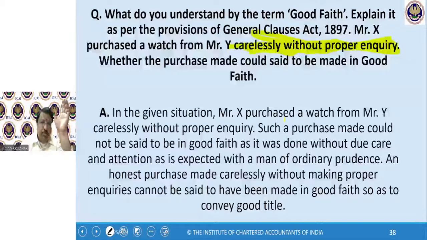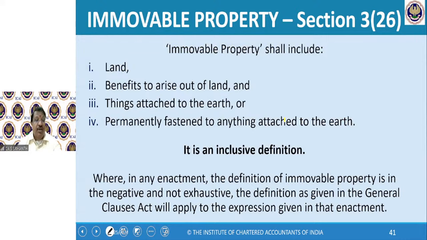Okay. The word immovable property is also defined here. A very important definition. Immovable property shall include land, benefits arising out of land, things attached to the earth, or permanently fastened to anything attached to the earth. The word immovable property is defined inclusively. It is not exhaustive. There could be other things also which are immovable property. Examples are given, which is land, benefits arising out of land.